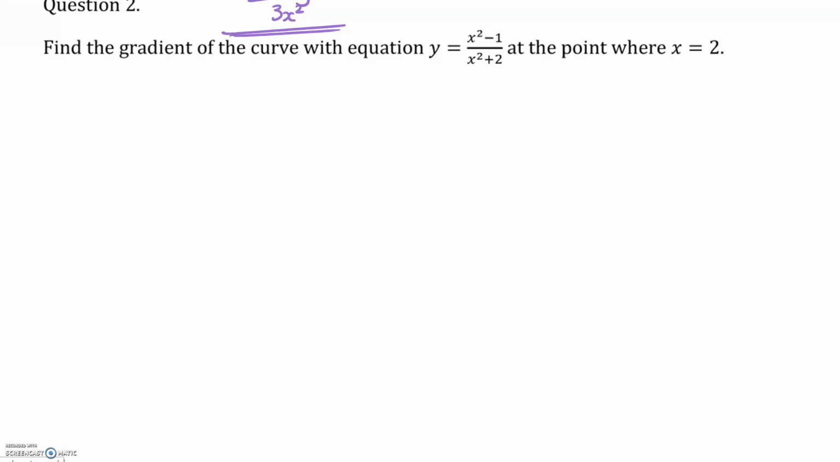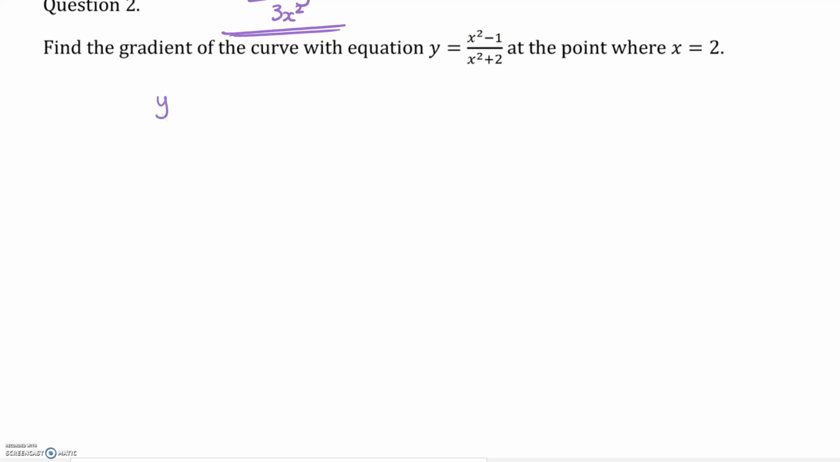So find the gradient of the curve with equation y is equal to (x squared take 1) over (x squared plus 2) at the point where x equals 2. So this has given us just the exact amount of information that we need, nothing extra thrown in to throw us off, or equally it's not an applied situation, so it's being very straightforward with us.